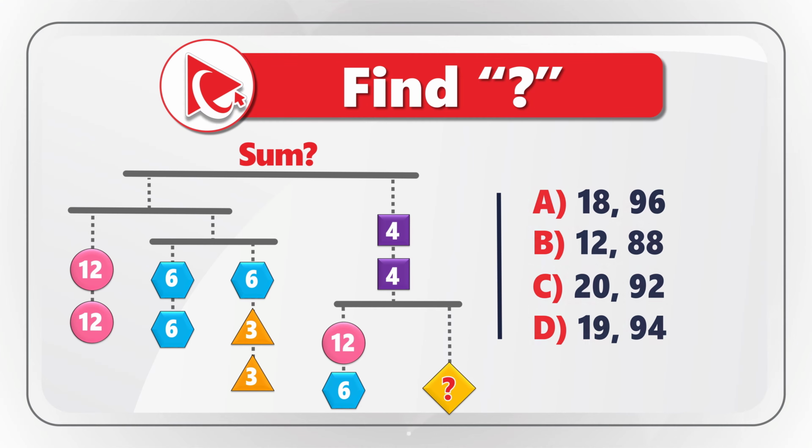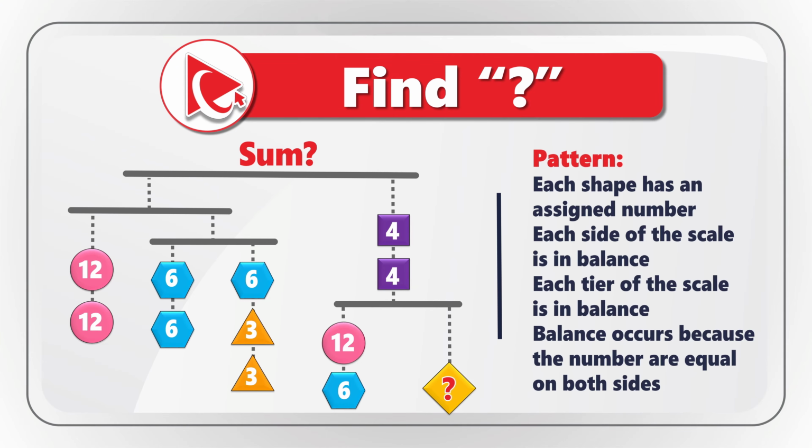To solve this challenge, let's look at the picture closely to better understand what we're dealing with. We're presented with the multi-tier scale, and this scale has 4 tiers: Tier 1, Tier 2, Tier 3, and Tier 4. Scale remains in balance because values on the left side and on the right side are equal, and the values are represented by the total of numbers inside of each shape. For example, circle has number 12, hexagon has number 6, triangle has number 3, and square has number 4.